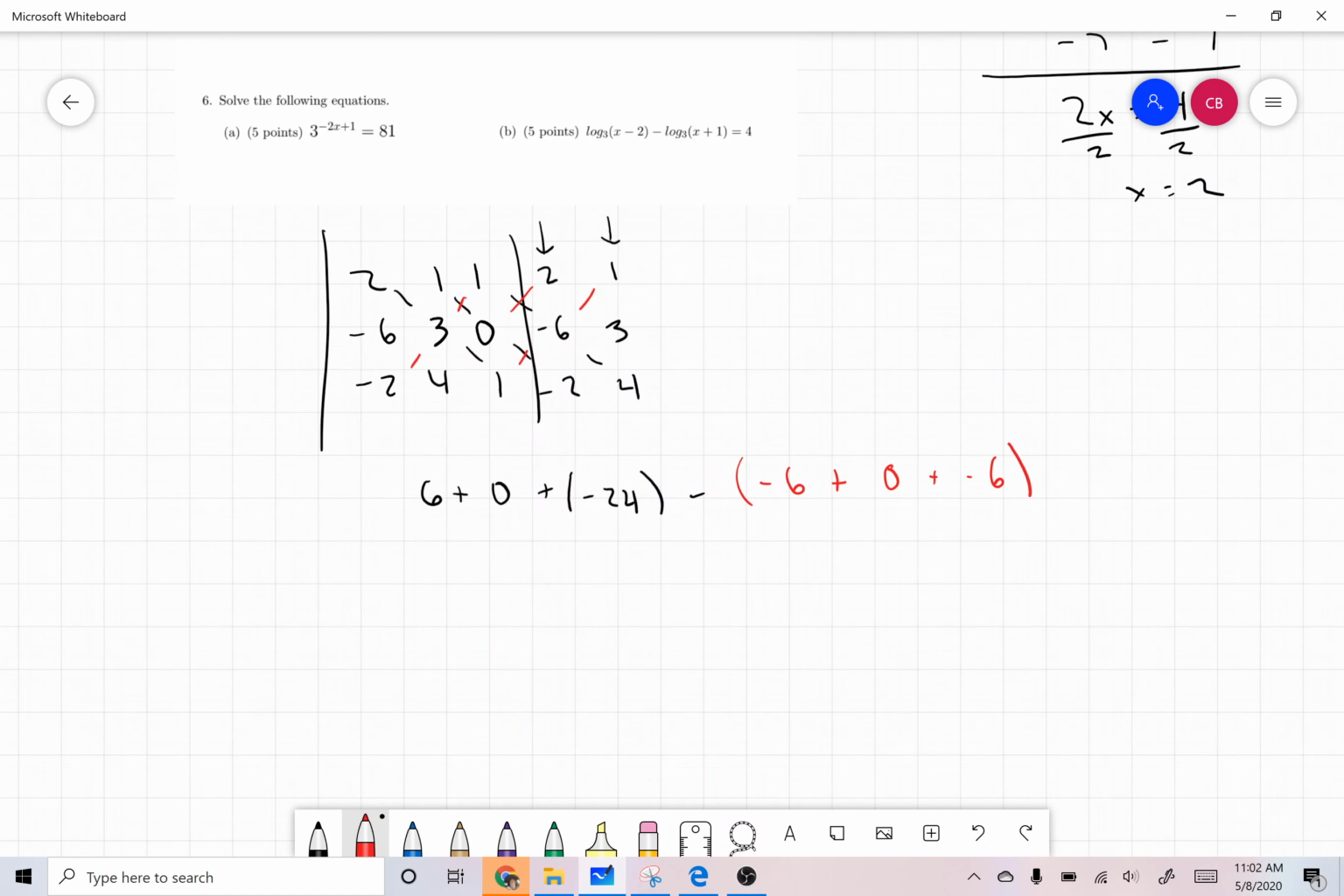Okay. So this is going to be 6 minus 24 minus negative 12, which is going to be 6 minus 24 plus 12, which is 6 minus 12. Yeah, 6 minus 12, which is negative 6. So your answer for that one is negative 6.